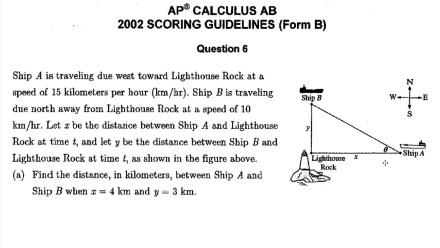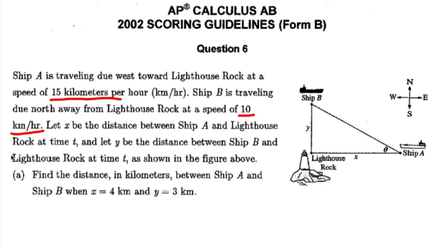So here's the diagram that they have drawn for us. I'm not going to read through this, but we have some important information in here that we need to know. I'll just underline that. Ship A is traveling at 15 kilometers an hour. Ship B is traveling at 10 kilometers an hour. X is the distance between ship A and the lighthouse.